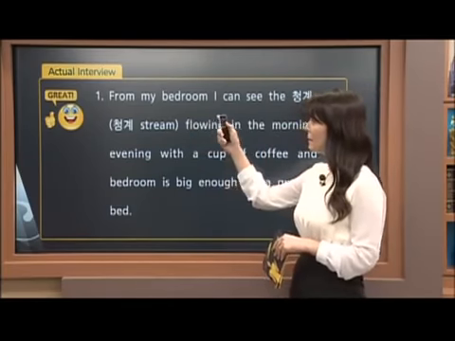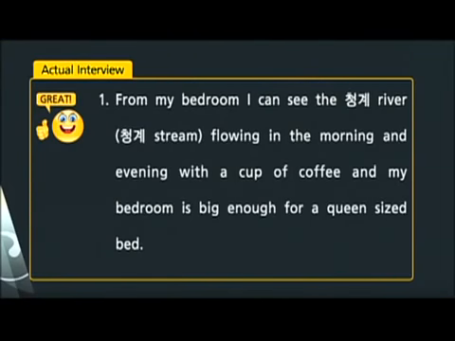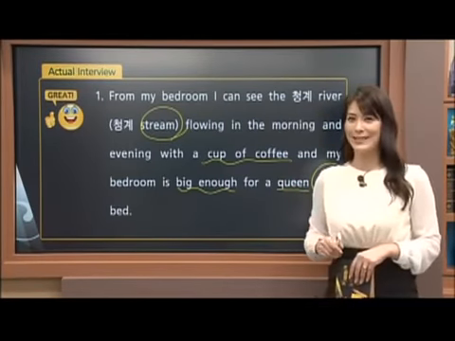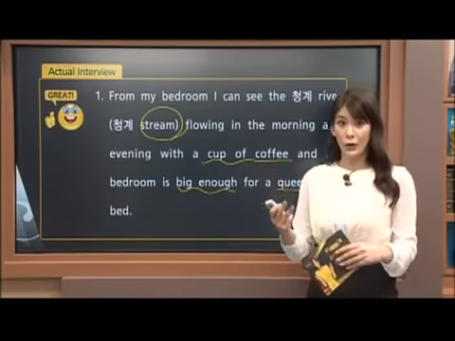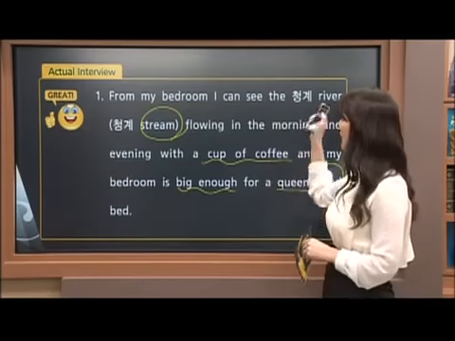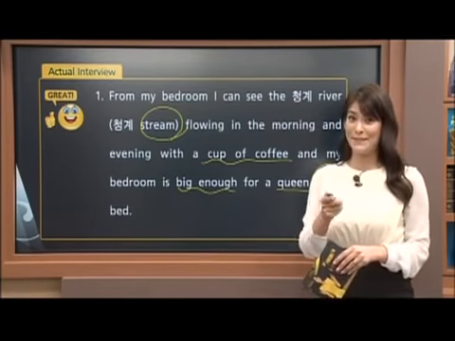Now, she told us, from my bedroom, I can see the Cheonggye River, okay? Cheonggye stream would be the correct word, flowing in the morning and evening with a cup of coffee, and my bedroom is big enough. You can say my bedroom is spacious for a queen-sized bed. Remember, queen, king, double, sized. S-I-Z-E-D bed. You should always say that. So she's talking about her apartment. She's mentioned many things in detail, so wonderful job there. But keep in mind, it's not Cheonggye River, it's Cheonggye Stream, okay?